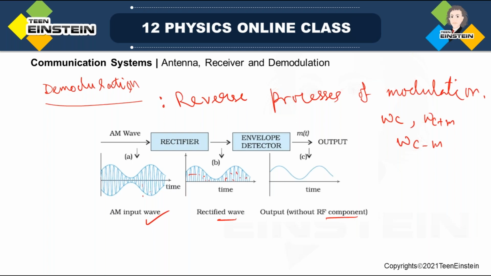The envelope of these pulses is actually the message signal. See, this is the envelope. Without this RF, this will be the original signal. So this is about the demodulation and the receiver part, the antenna part.